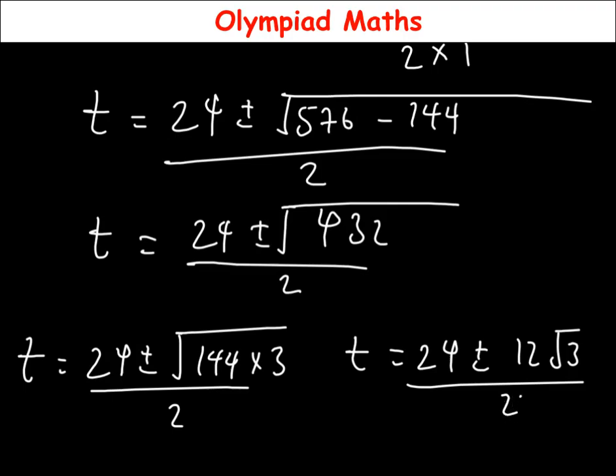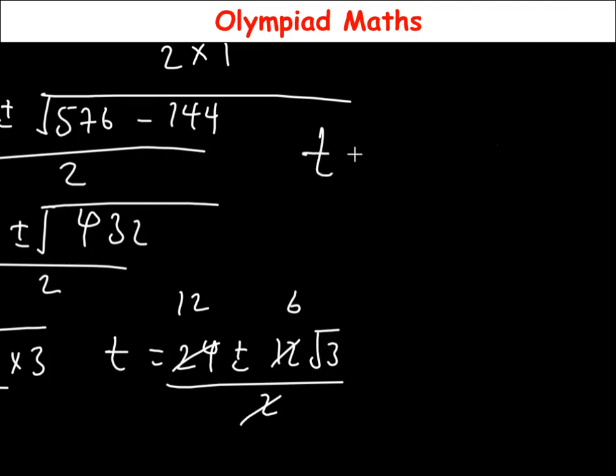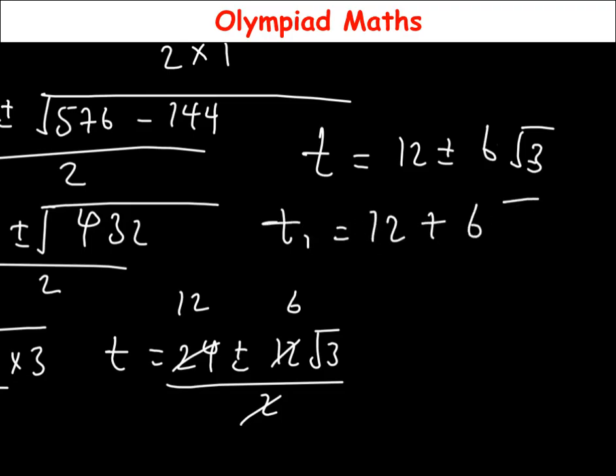Such that from here, 2 we divide 24, we have 12. 2 we divide 12, we have 6. So working with that, the value of t is then equal to 12 plus or minus 6 root 3. So with this, we've gotten the value of t1 is equal to 12 plus 6 root 3, right? And the value of t2 is equal to 12 minus 6 root 3.